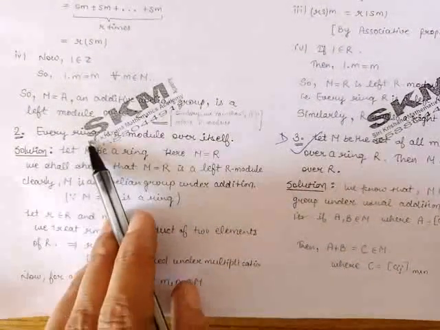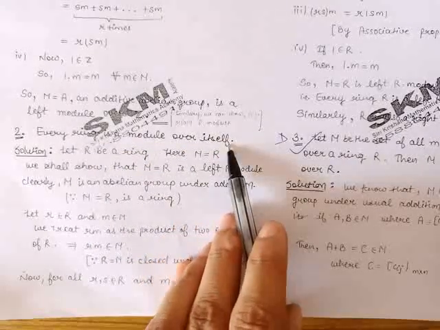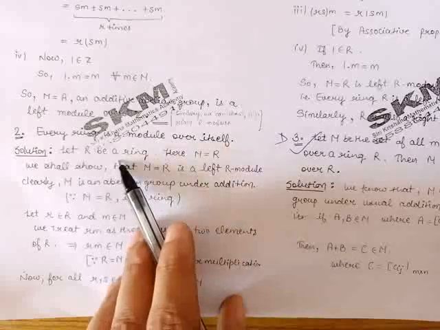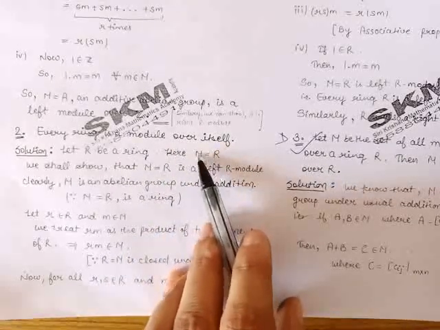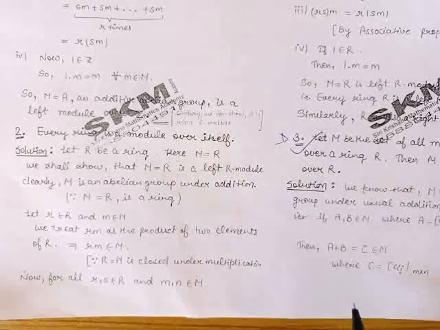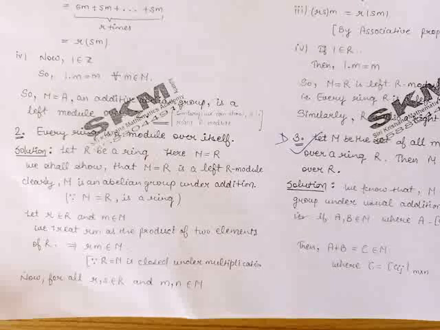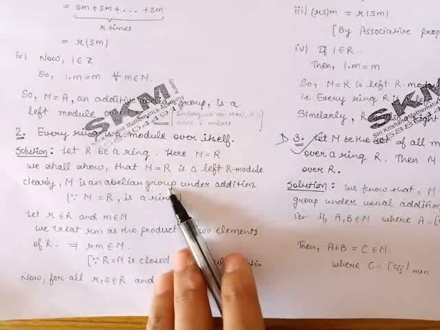Every ring is a module over itself. So let us consider a ring R, and we have denoted it by M here, and we are to prove that M is a left R module. Now by definition of ring, a ring is an abelian group under addition. So our first condition for being a module is satisfied.